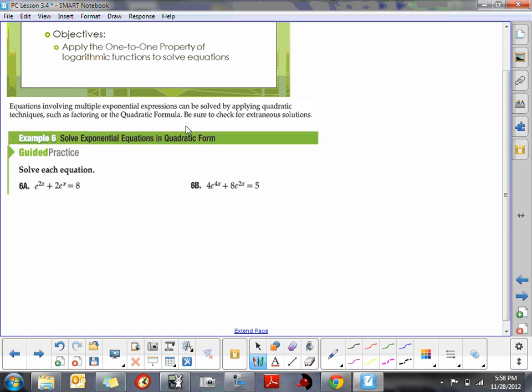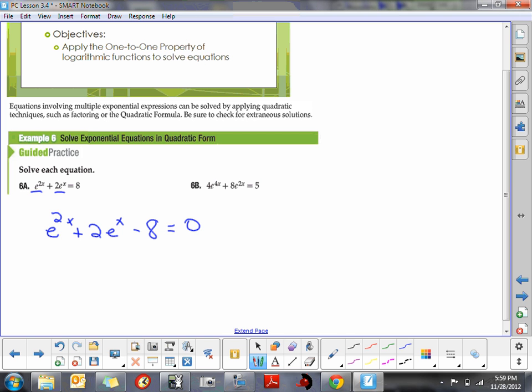So here's what we're looking at. We're looking at an exponential equation with multiple exponential expressions in it. This one is very unique because it's got this quadratic form. Now here's how we get it in the quadratic form. We've got e to the 2x plus 2 times e to the x equals 8. So the first thing I'm going to do is transform this into e to the 2x plus 2 e to the x minus 8 equals 0.